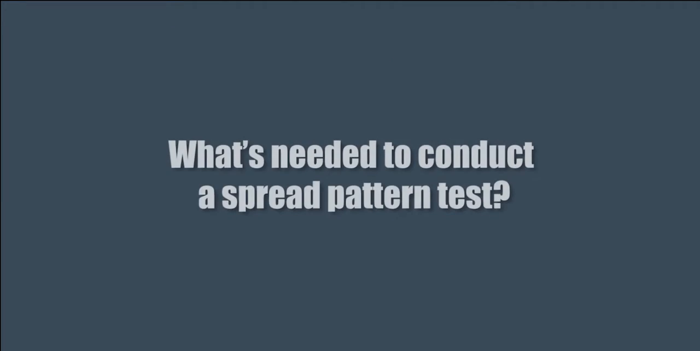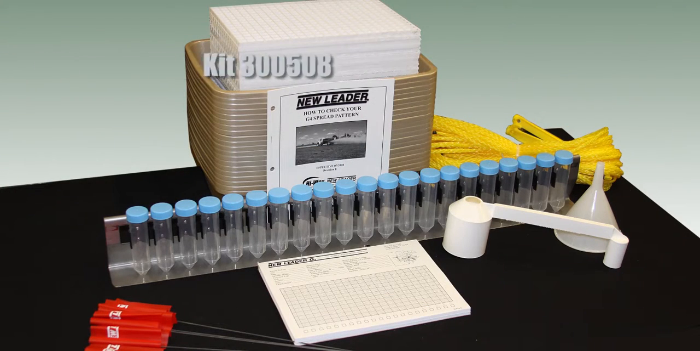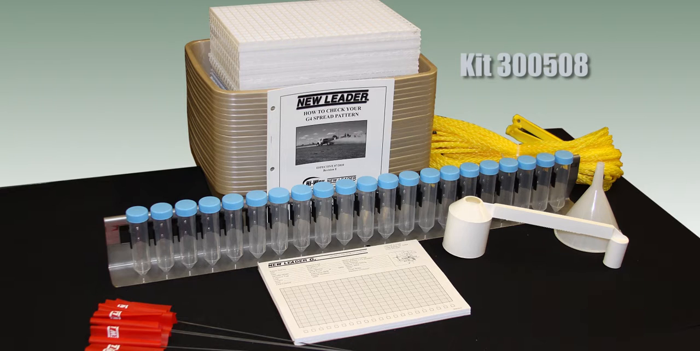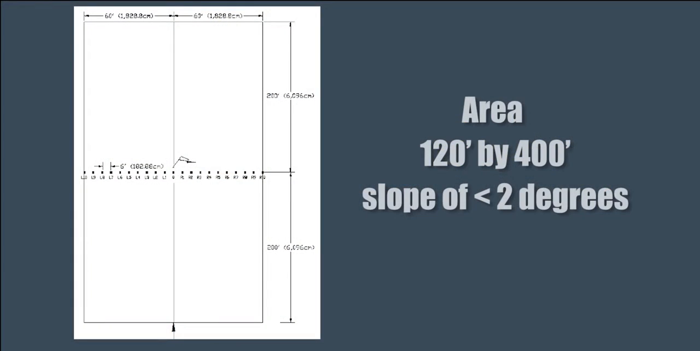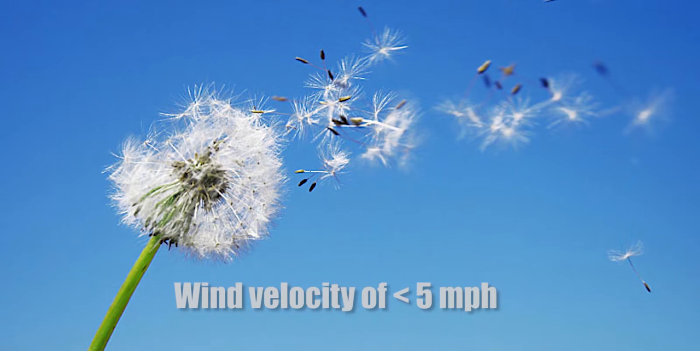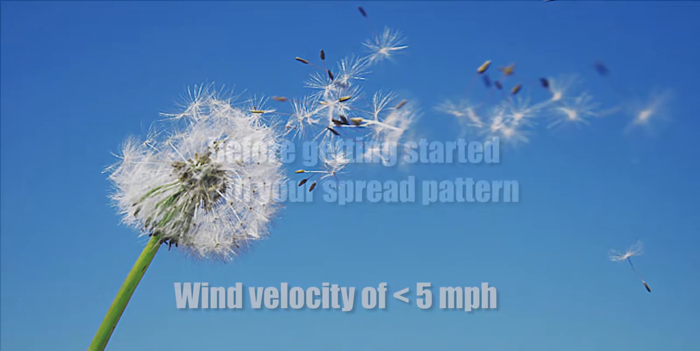What will you need to conduct a spread pattern test? You will need spread pattern kit, part number 300508, an area 120 foot by 400 foot with a slope of less than 2 degrees and a wind velocity of less than 5 miles an hour.